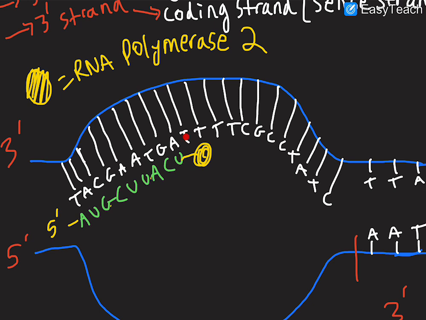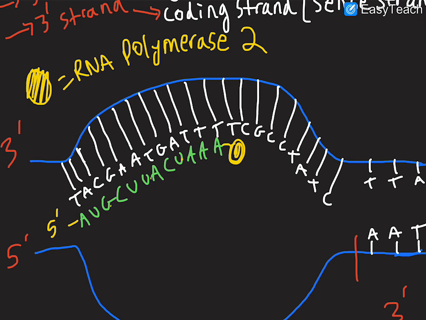Let's look at the next three. We have TTT. What's the RNA complement to TTT? That would be AAA, right? So let's write that down. Okay, so we're going to have AAA. Now our RNA polymerase is right here.